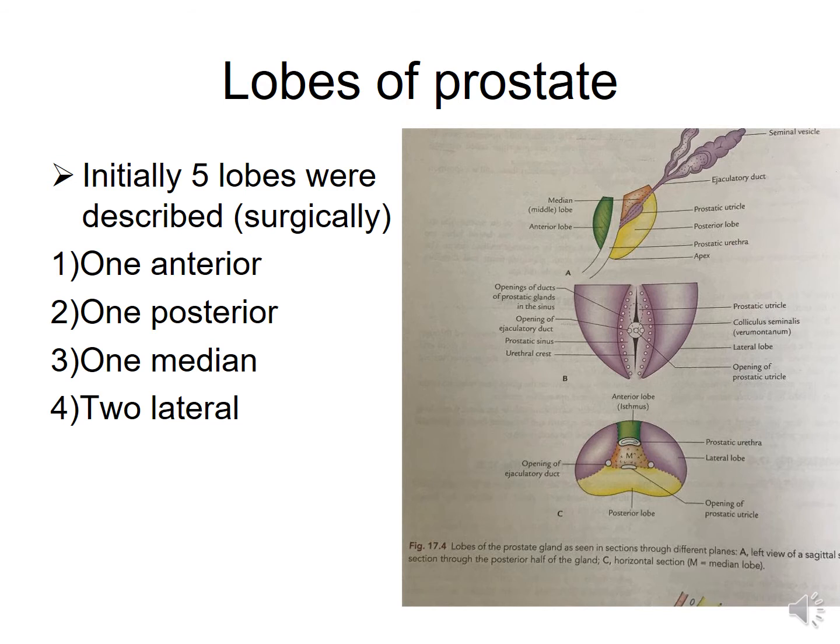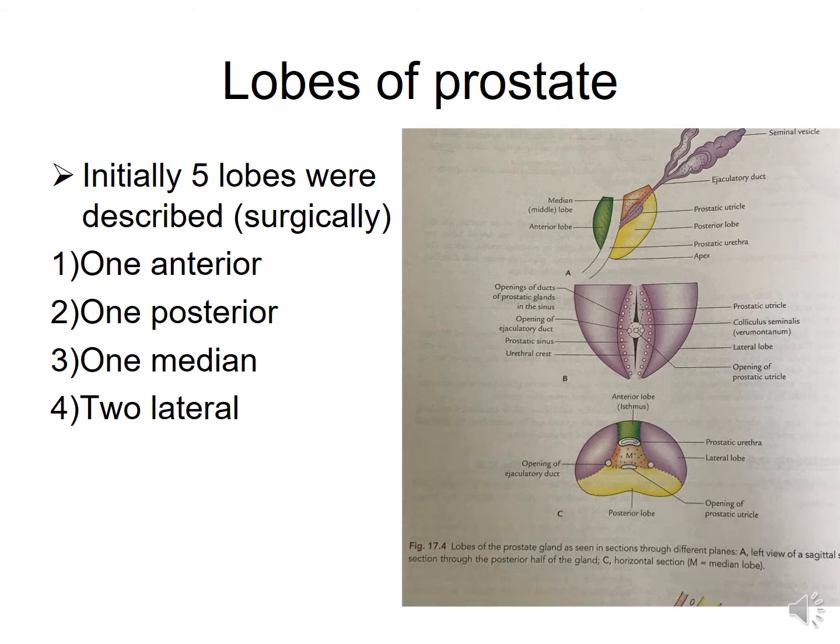So coming to the lobes. Now the concept of lobes has changed with time. Initially we had only 5 lobes of prostate. This was the surgical classification, and they are 1 anterior, 1 posterior, 1 median, and 2 lateral.